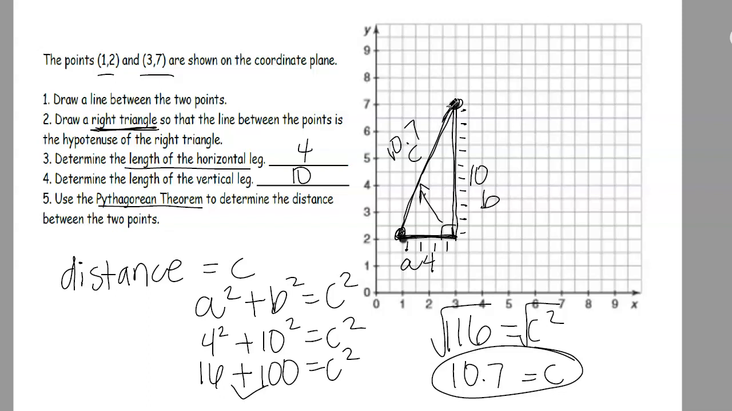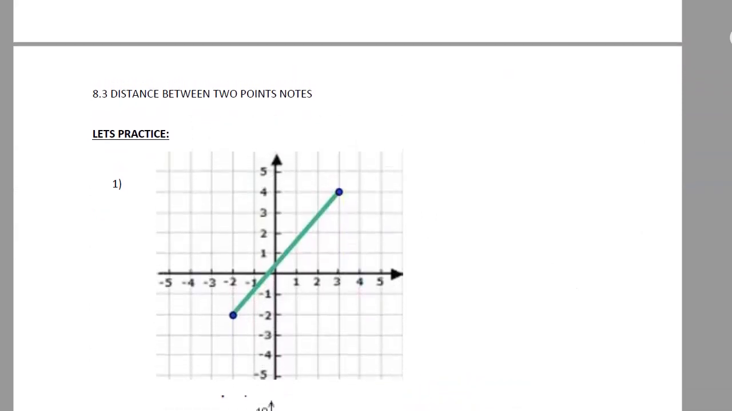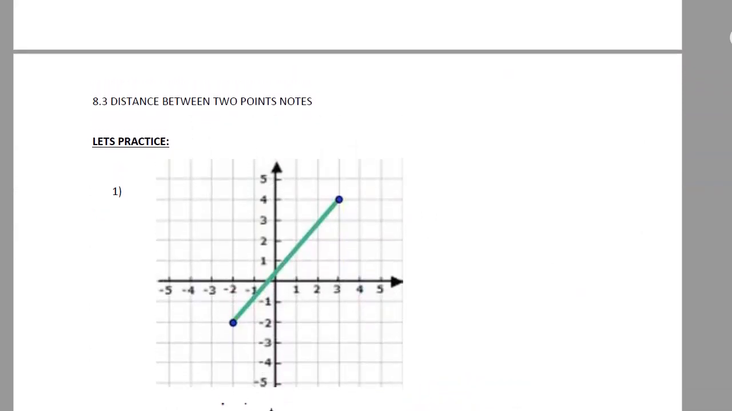Alright, so we're going to go ahead and practice a few more. So you are going to see one like this. You can see stuff like this on the test where the line is already drawn. So automatically, your line is already drawn, and that's your C. And all you have to do is draw your right triangle, right? Just count 1, 2, 3, 4, 5, 6. So that's 6. 1, 2, 3, 4, 5. That's 5. So a squared plus b squared equals c squared.